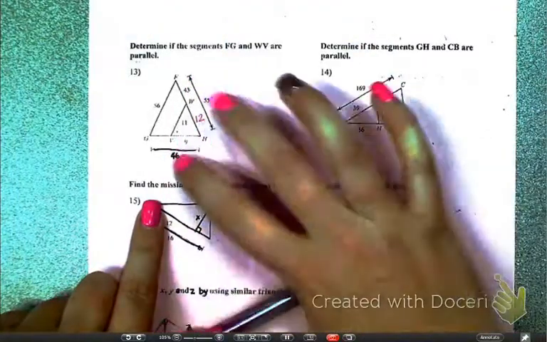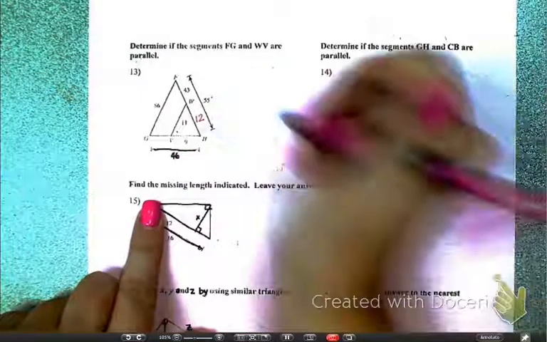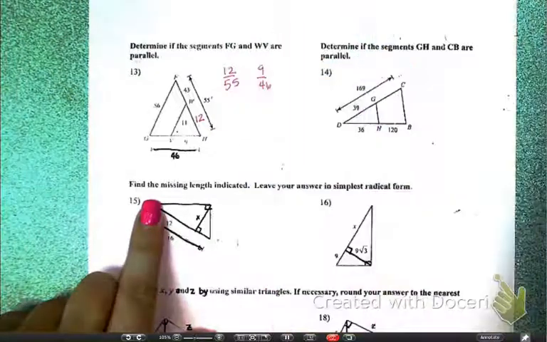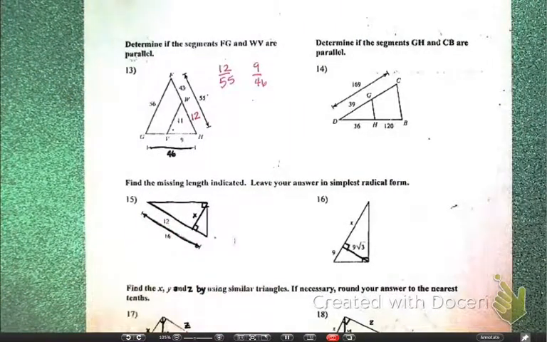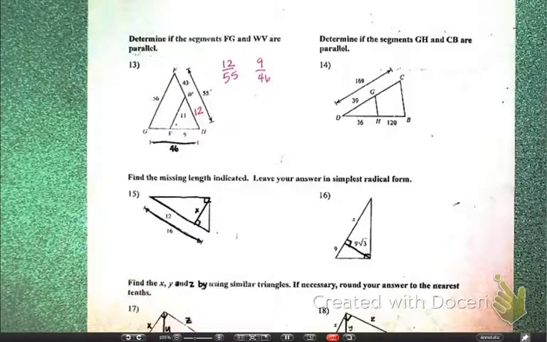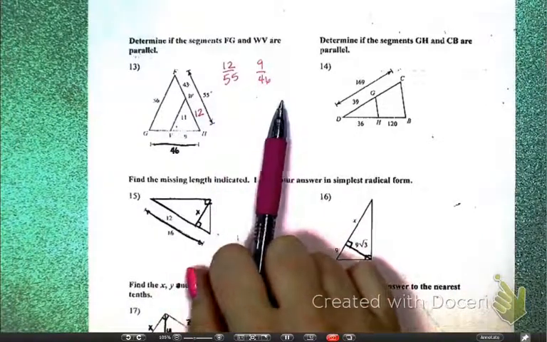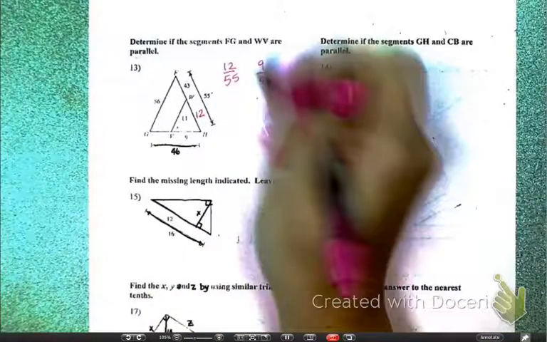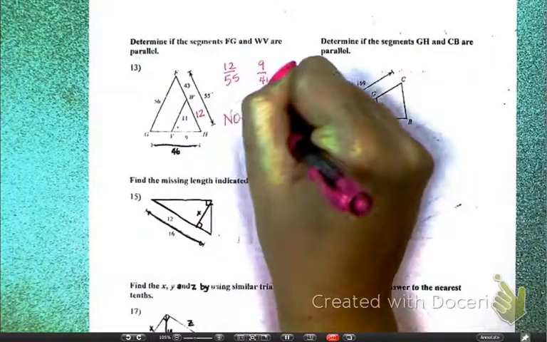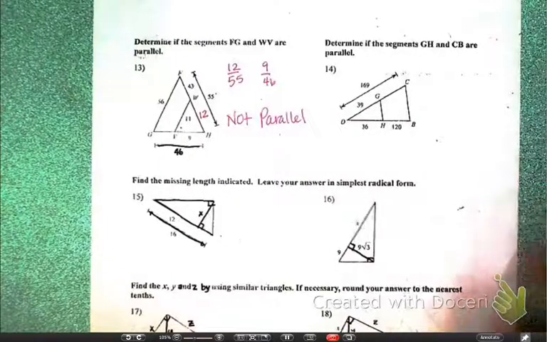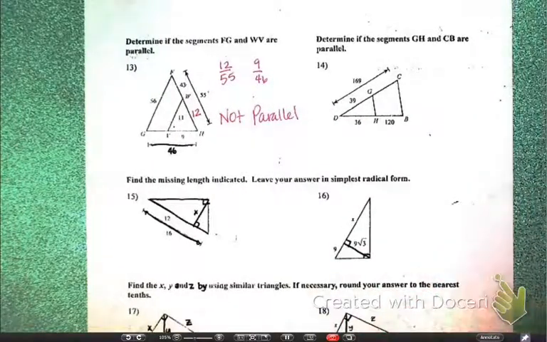Okay, so those pieces match up, and these pieces are going to match up. So 12 over 55 and 9 over 46. And then you're reducing. Is there a number that goes into 12 and 55? No? No. Okay. So because this isn't going to reduce, that sure doesn't even come close to that, right? So your answer is not parallel. So you're setting up as if you were setting up a proportion, but you're just setting up the two different ratios and reducing if you can.